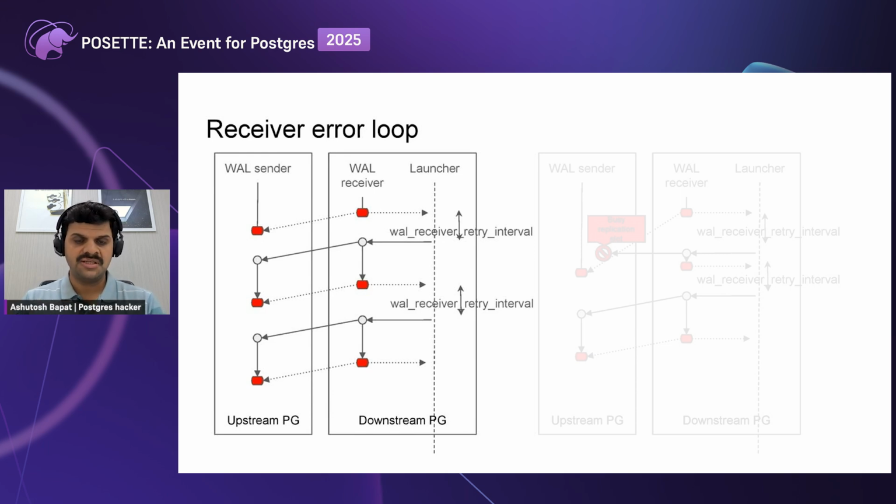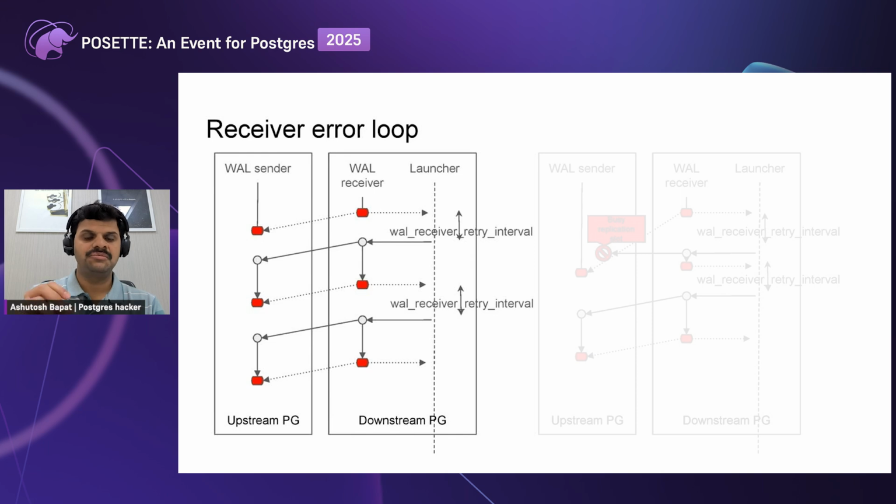The launcher will notice it, and it will restart the WAL receiver. While this is happening, the WAL sender will also notice that the WAL receiver has gone away, and it will quit itself. Once the WAL receiver comes up and connects to the origin, the WAL sender will start as well. If you follow the arrows in this diagram on the left, then you will notice the flow that I just described.